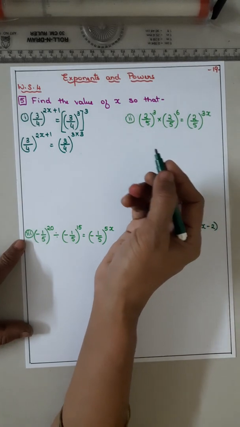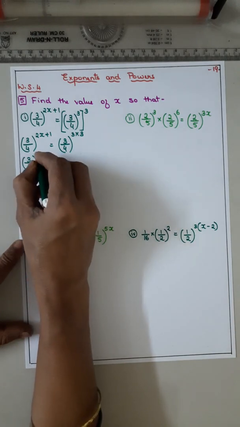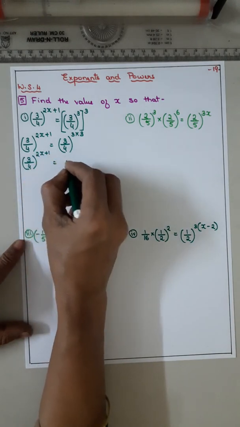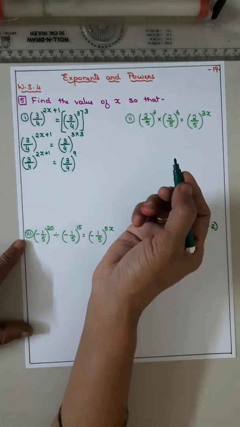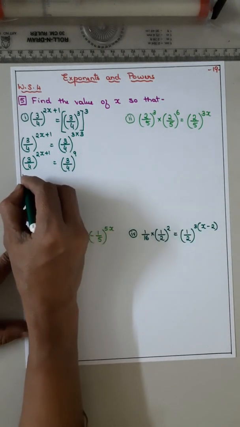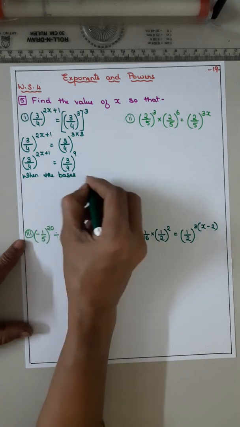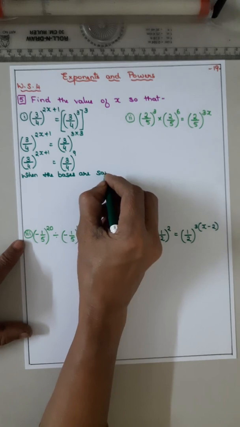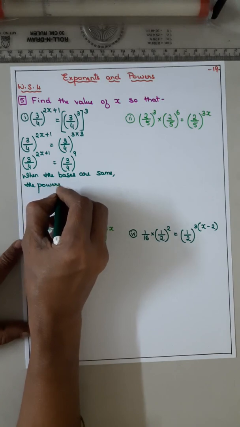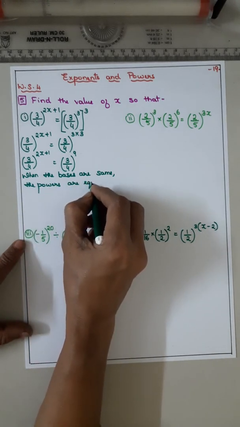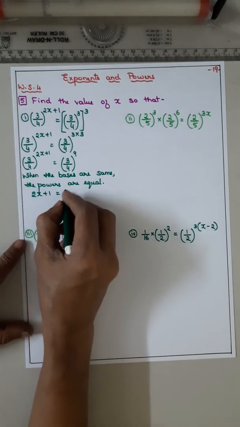Bracket है तो multiply. So it will be (3/4) raised to 2x plus 1 is equal to (3/4) raised to 9. Now the bases are same, so you will be writing when the bases are same, the powers are equal. So 2x plus 1 is equal to 9.